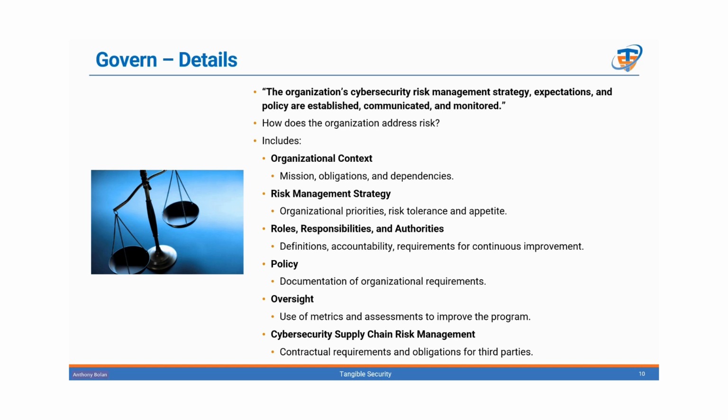And so NIST has now done that through this organization within these elements, starting with the organizational context. So what's the organization's mission? What are its business objectives? What obligations does it have both for industry regulations, legal obligations, and what are its dependencies? Who does it have to work with as its third parties? What does it need to do in order to, and who does it have to rely on to protect its information? And then for risk management strategy, this again is the organization's overall priorities.